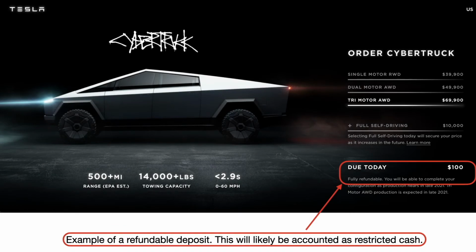Take a look at this product page for the new Tesla Cybertruck. We can see in the bottom right corner that it says due today $100, and right underneath that it says fully refundable. So if you want a Cybertruck, you have to pay a deposit today. But since it's fully refundable, someone could change their mind later, and so Tesla has to account for this as restricted cash. As a company, you don't want to be spending that money on other things, and then have to look for other sources of cash to pay back someone if they decide to cancel their deposit.